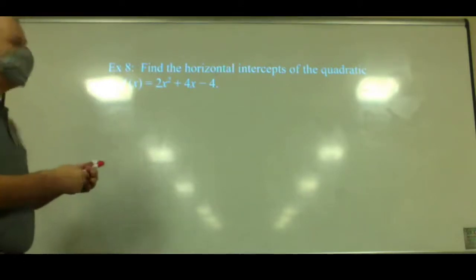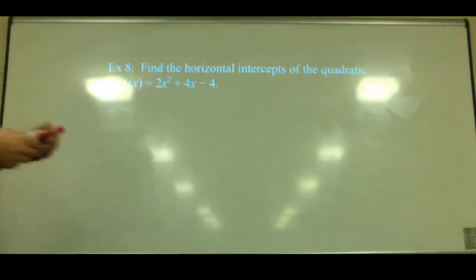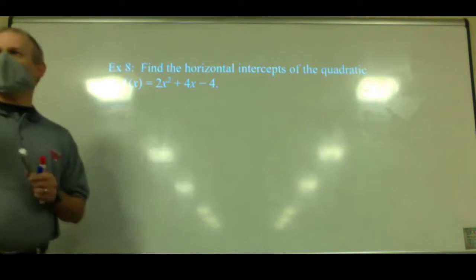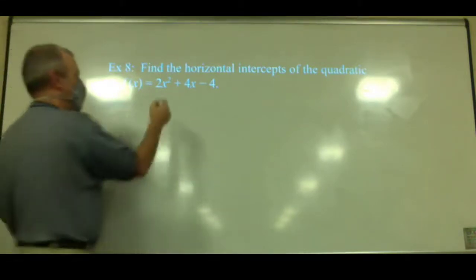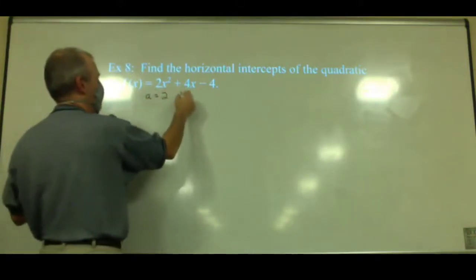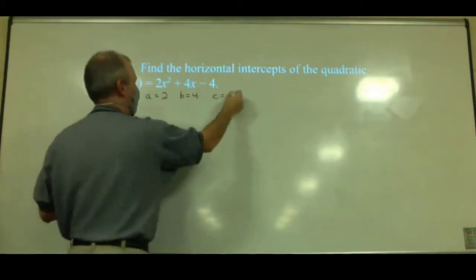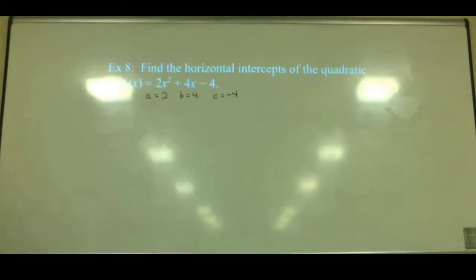So when it doesn't factor, we can use the quadratic formula. Here's how it works. I would suggest always identifying a, b, and c first, because that's what you're going to plug into your quadratic formula. What is the a value here? 2. What is the b value? 4. And the c value? -4. So identify those first, because that's what we're going to plug in.